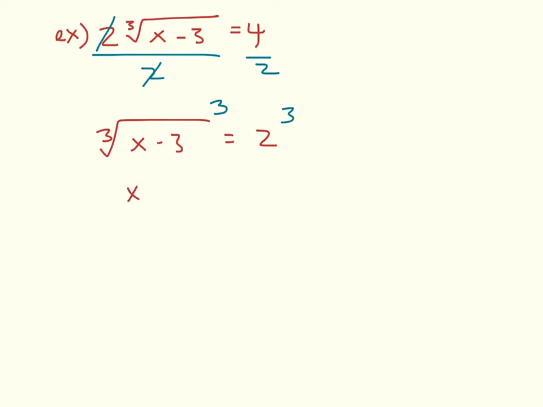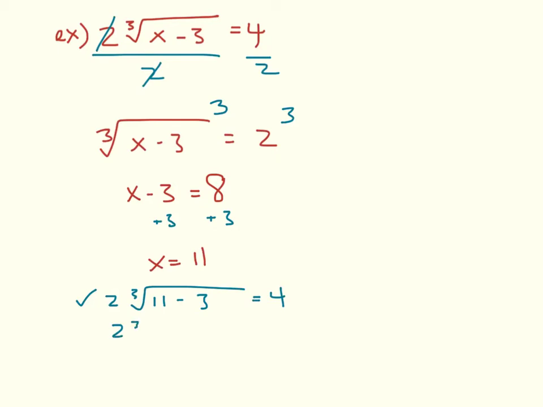So I'm left with x minus 3 equals 2 cubed. 2 cubed is 8. I can add 3 to both sides. Get x equals 11. I quickly check myself. 2 times the cube root of 11 minus 3 equals 4. 2 times the cube root of 8 equals 4. Well, that's 2 times 2 equals 4. Yeah, that works.